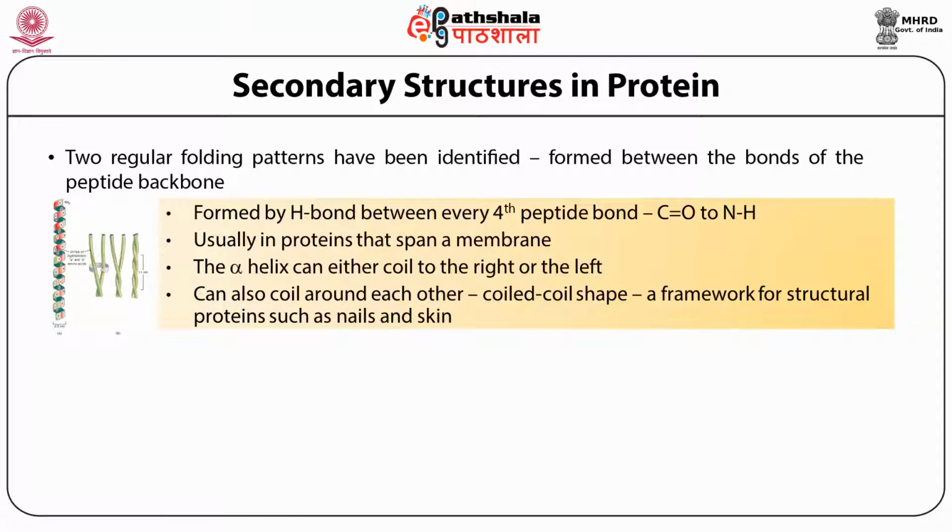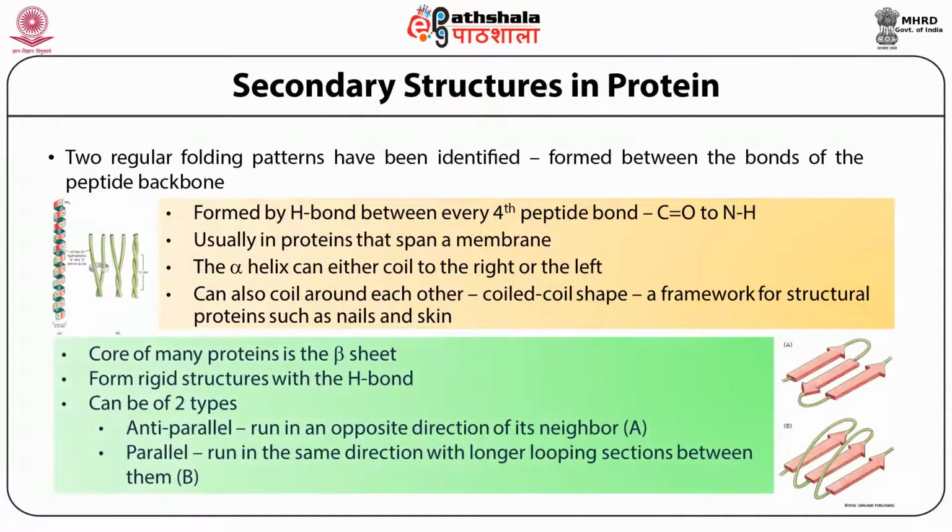The other secondary structure is the beta sheet, which is generally found in the core of many proteins. It forms a rigid structure with hydrogen bonding. It can be of two types. One is the anti-parallel sheet, which runs in the opposite direction to its neighbor, while the other is the parallel beta sheet, which runs in the same direction with longer looping sections between them.